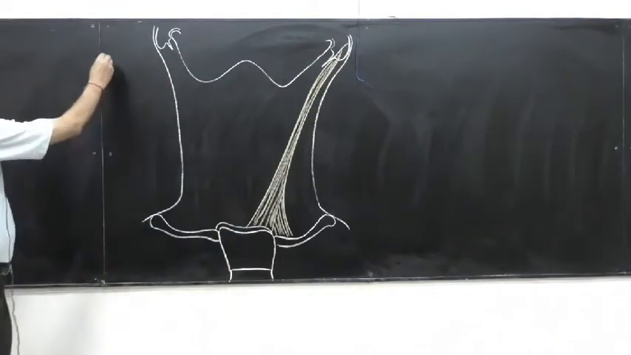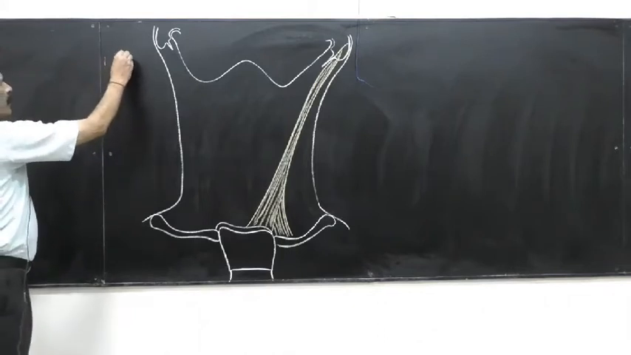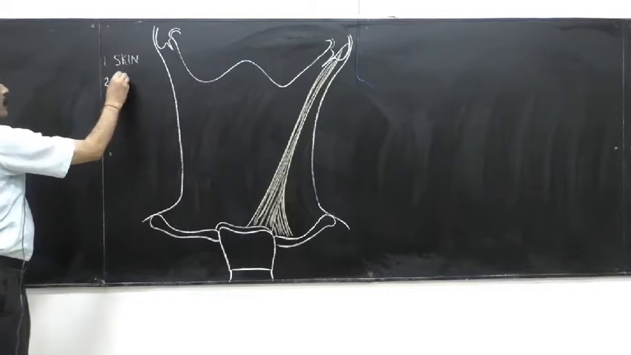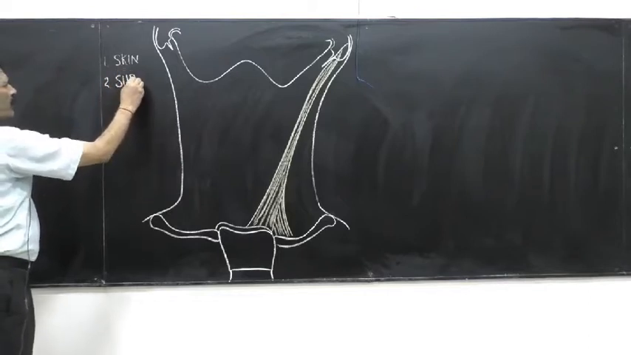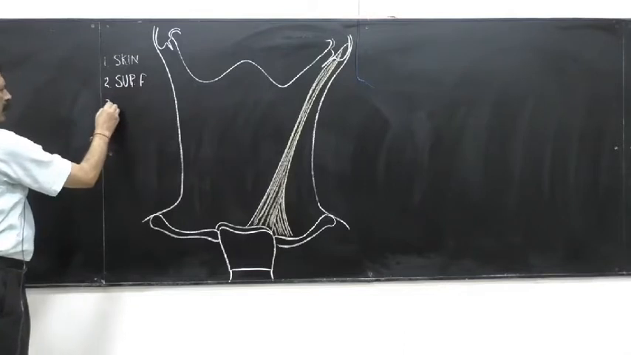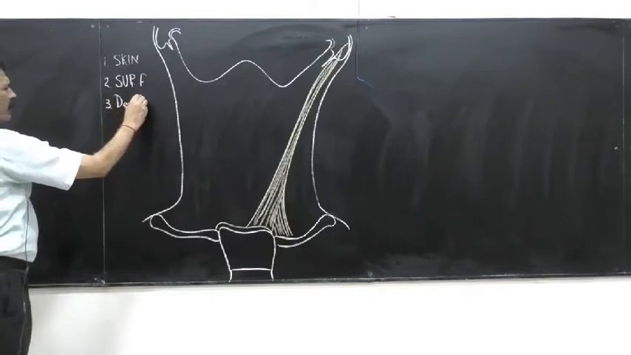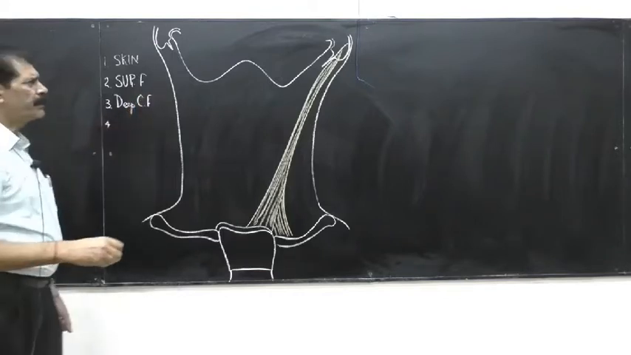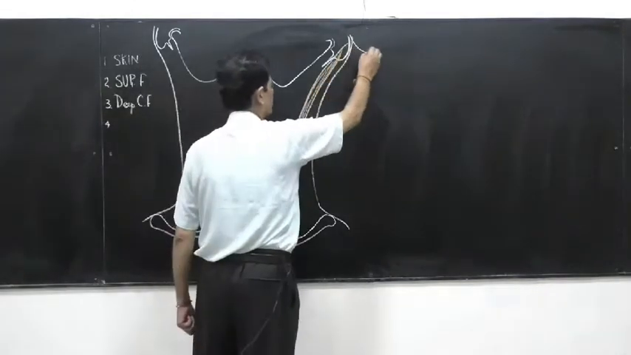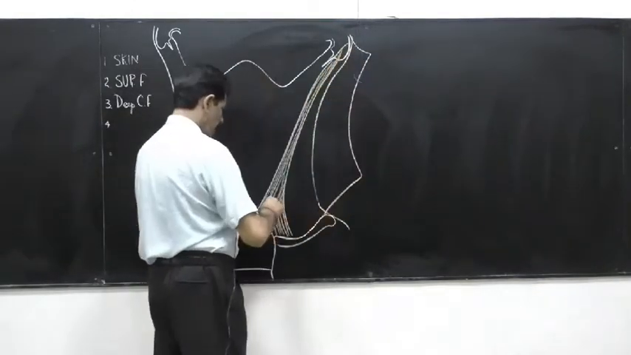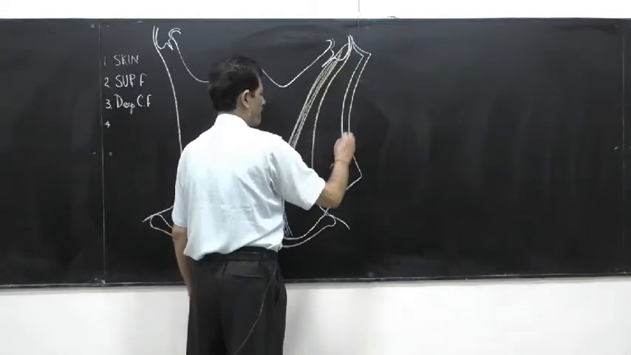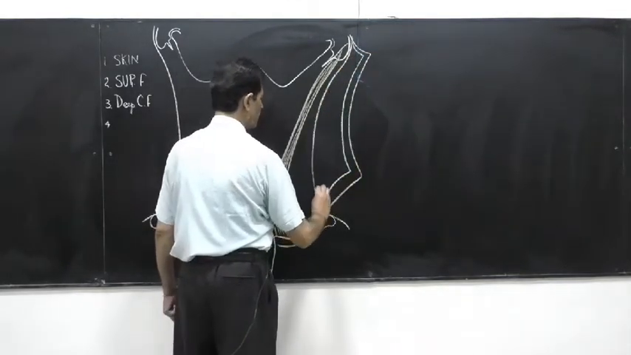So first we have done the skin of the anterior triangle dissection, we have removed it. Second, we have seen the structures in the superficial fascia of the anterior triangle. Then we have seen the deep cervical fascia. After the removal of the deep cervical fascia, what do you expect? What is the fourth layer of the human body? So this is the deep fascia.